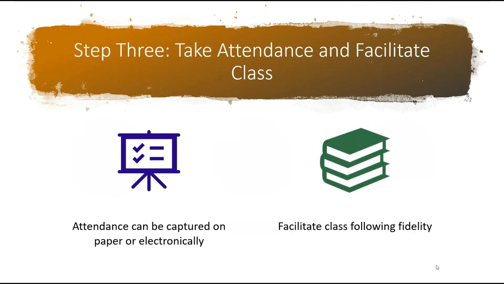Step 3 is to take the attendance of the participants at every class session and facilitate the class. And I just have a note on here that attendance can be captured on paper, as it has been done in the past, by check marking who is there and who isn't. And you can also do it electronically over on your smartphone or a tablet if you have one, on the Juniper website directly, just so that's an option. You don't have to enter it later. And then also facilitate the class following fidelity, of course.